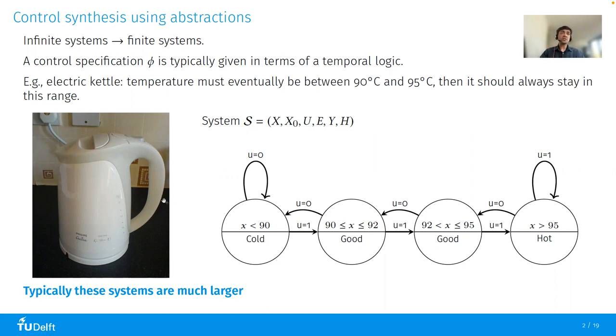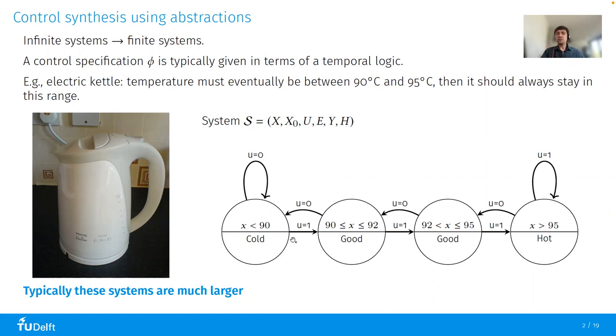It's a very simple example. We can have an electric kettle where we want the temperature to eventually reach the range between 90 and 95 degrees Celsius, and then always stay in this range. We can abstract this problem if we measure the temperature continuously, but the control action is either switching on and off the boiler, using this finite automaton, this finite system, which has a state set, an initial state set, an input set, an edge or transition set, an output set, and an output map.